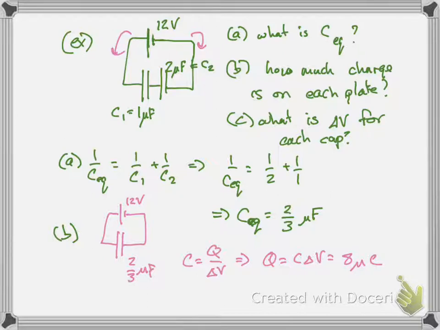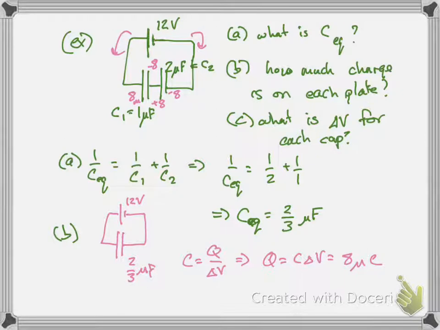So 8 microcoulombs must travel to each plate, 8 or minus 8, right? So how much charge is on each plate? Well, there's 8 microcoulombs on this plate. There's minus 8 here, plus 8 here, and minus 8 there, right? So if 8 microcoulombs flows, that means minus 8 went to the minus plate and plus 8 went to the plus plate. I didn't write out microcoulombs because I don't have space to write all the units.